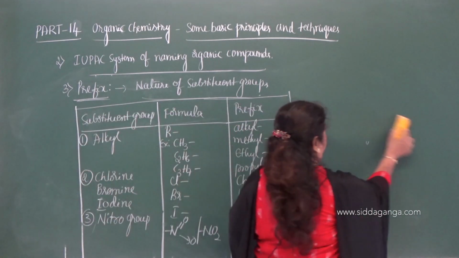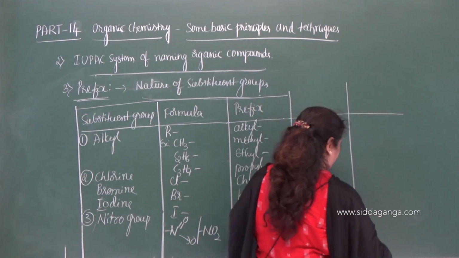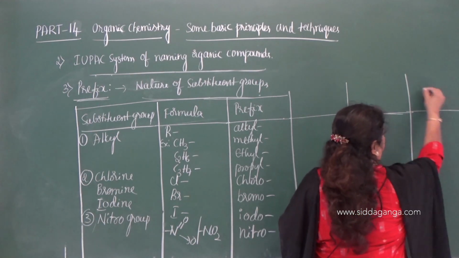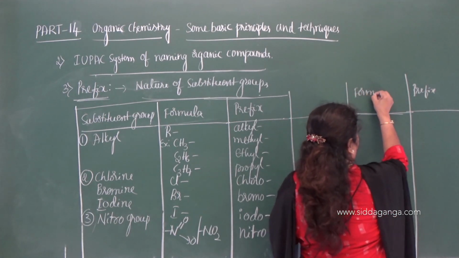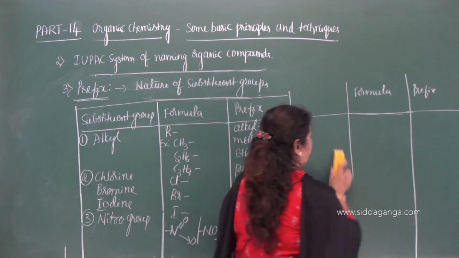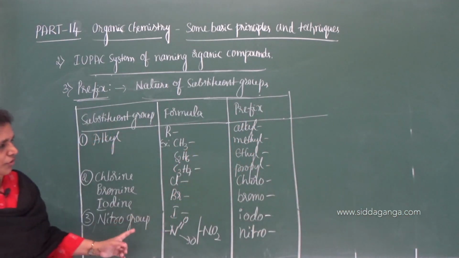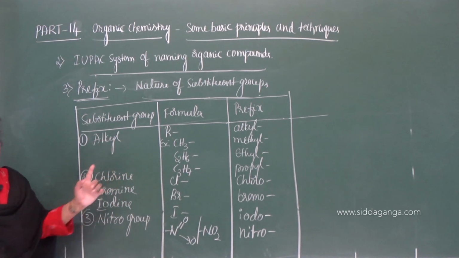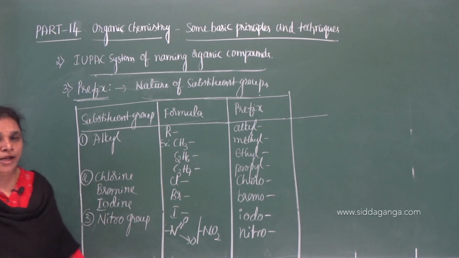Next three here, the remaining three substituent groups. Substituent group, formula, prefix. I'll write the remaining here itself. Now just go through it once. Alkyl group, halogen atoms, nitro group: alkyl group with its respective name, halogen as halo, chloro, bromo, iodo, and nitro group, nitro itself.